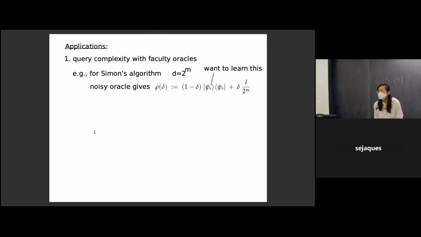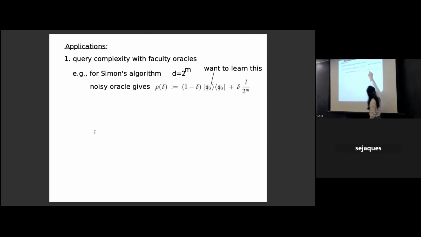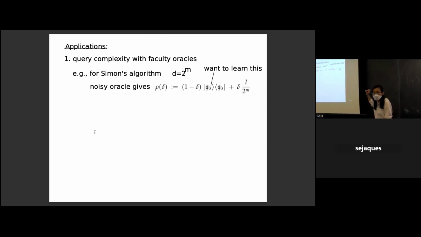Simon's algorithm is the third quantum algorithm we will learn in either 481 or 681. But in short, it is a query complexity problem with an oracle, and the oracle encodes an n-bit string in your signal state. You want to learn what that n-bit string is.